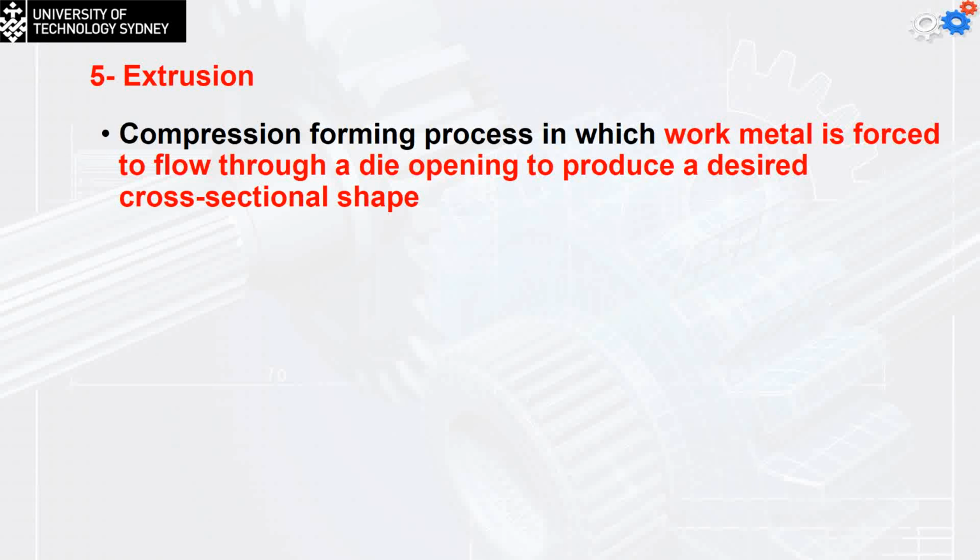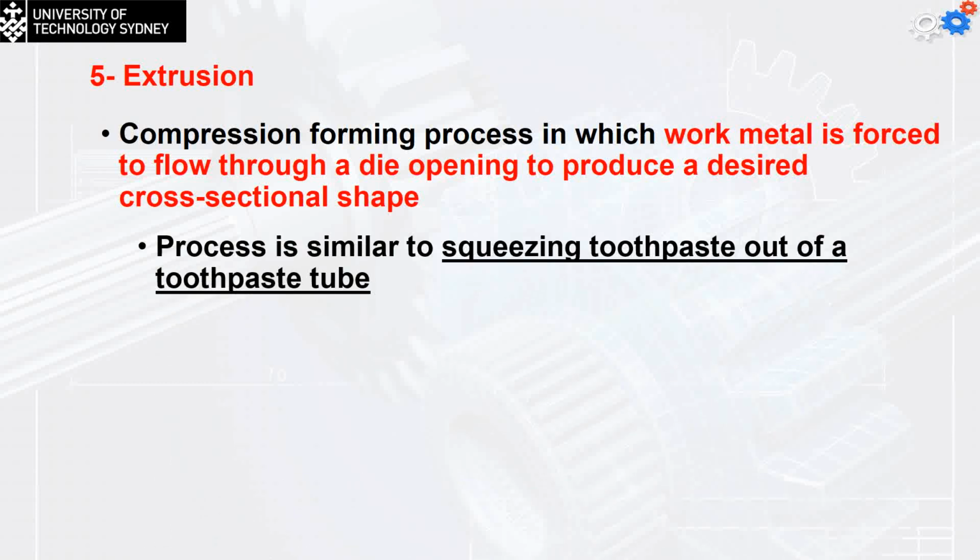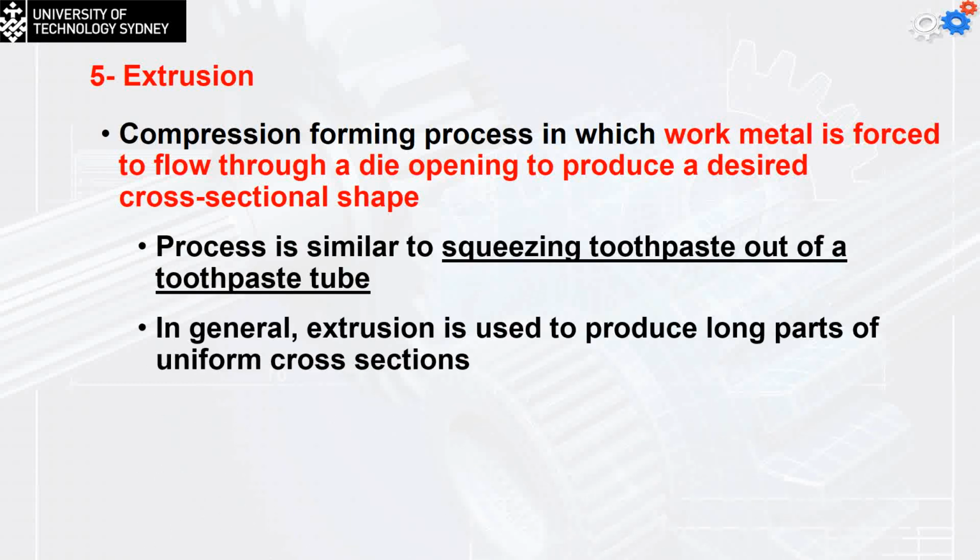We mentioned that, in general, extrusion is used to produce long parts of uniform cross section. That's the only thing we can do, because we're just running the material through the die. We're always going to have the same shape, but it's usually going to be a long part. There are two basic types: either direct extrusion or indirect extrusion.